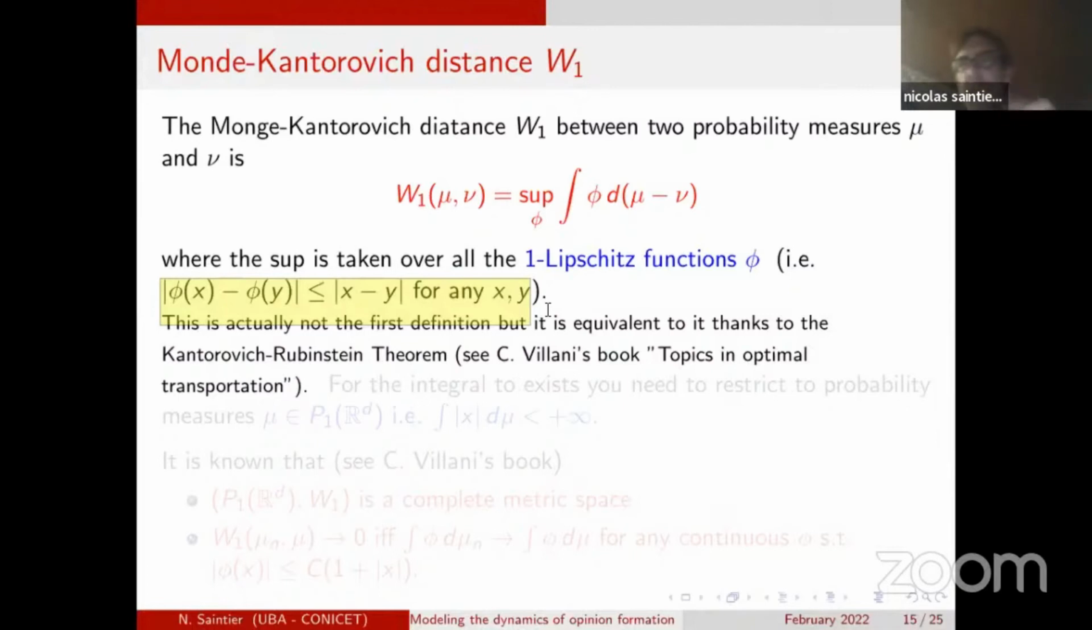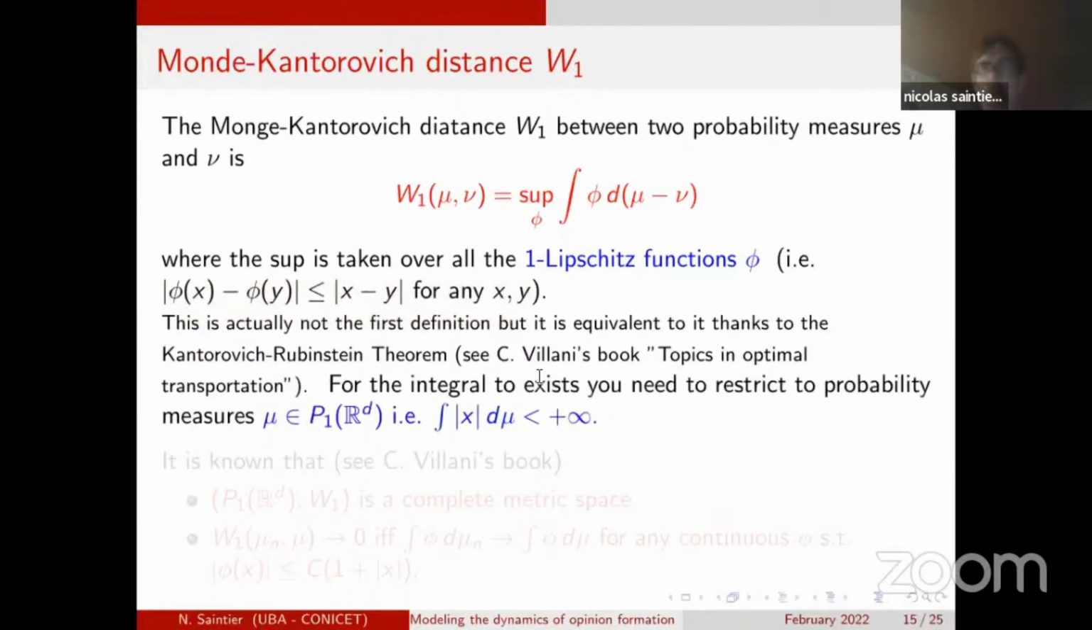And this is not the very first definition of the Monge-Kantorovich distances. I will give it later, maybe tomorrow, but it's equivalent through the Kantorovich-Rubinstein theory. If you're interested in all that, referring to optimal transportation, a very nice book is Cedric Villani's Topics in Optimal Transportation, which presents all the theory of optimal transportation. There are maybe 2 chapters about Monge-Kantorovich distances, and a lot more than that later.